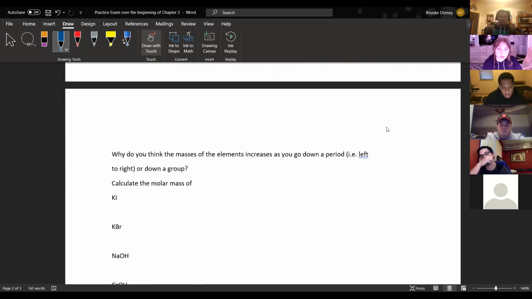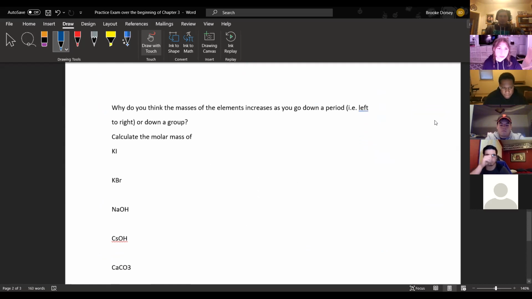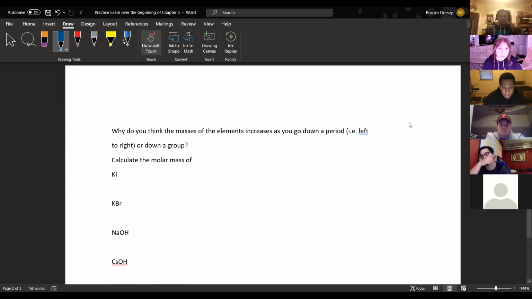Cool. So I'm going to go on. Why do you think the masses of the elements increase as you go down a period or left or right or down a group? Again, very quickly drawn periodic table. So it's asking why masses increase as you go down a group or go down a period. Why do you think? Anyone have an idea? Anyone lost?